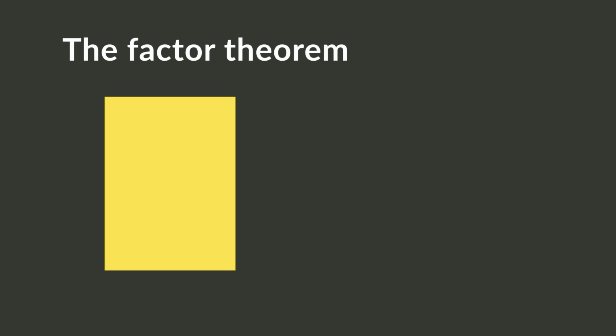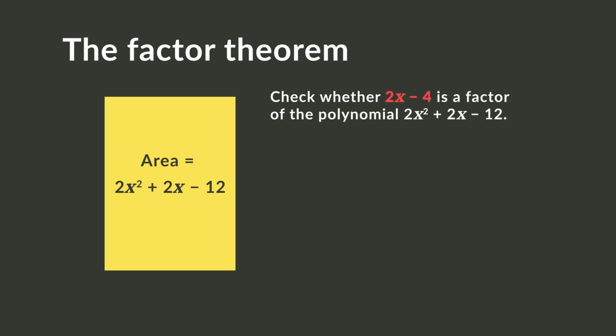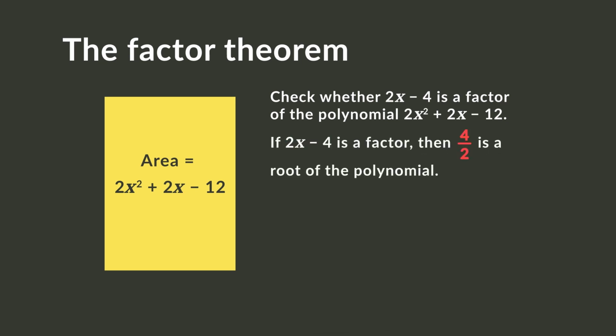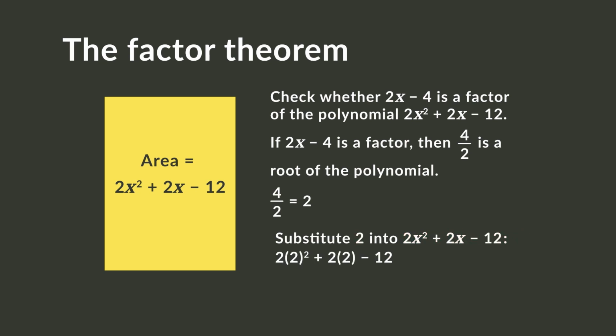Here we have a rectangular shape and a polynomial that represents its area. We need to check whether 2x minus 4 is a factor of the polynomial 2x squared plus 2x minus 12. In other words, could 2x minus 4 be one of the sides of the shape? If 2x minus 4 is a factor, then 4 divided by 2 would be a root of the polynomial, a number that makes the whole polynomial equal to 0. So let's substitute the number 2 into the polynomial. The answer is 0. So we can conclude that 2x minus 4 is a factor of the area polynomial.